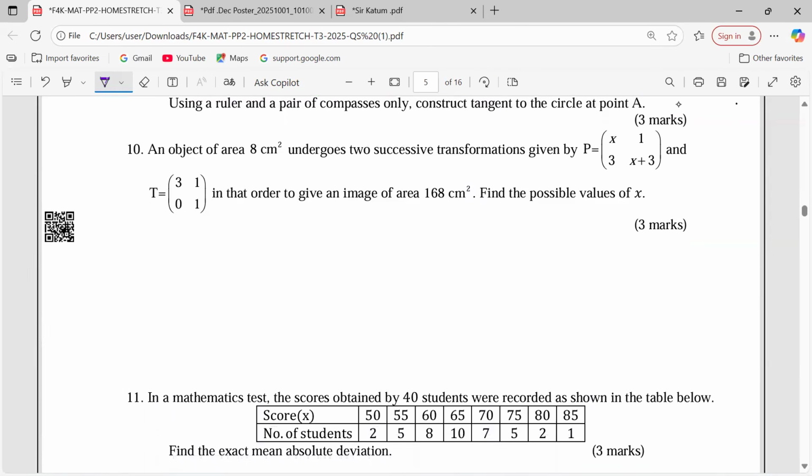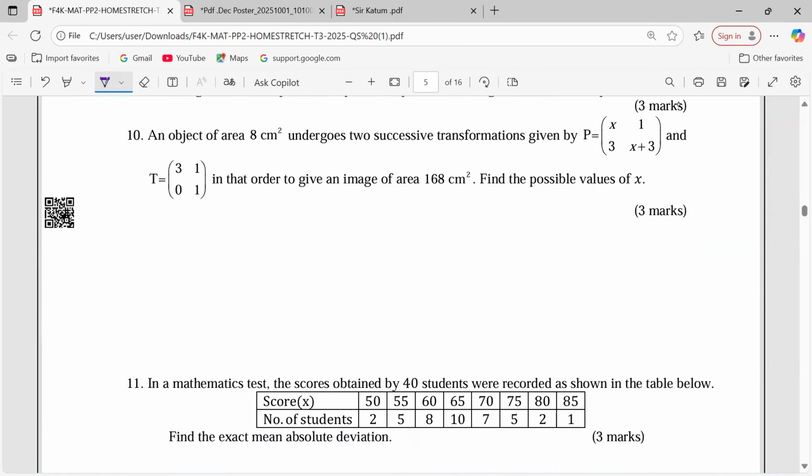Number 10. This looks like a wonderful question. This one must be an interesting item. We shall walk through it together. An object of area 8 square centimeters undergoes successive transformations given by P, the matrix x, 1, 3, x plus 3, and T, the matrix 3, 1, 0, 1, in that order, to give an image of area 168 square centimeters. Find the possible values of x.